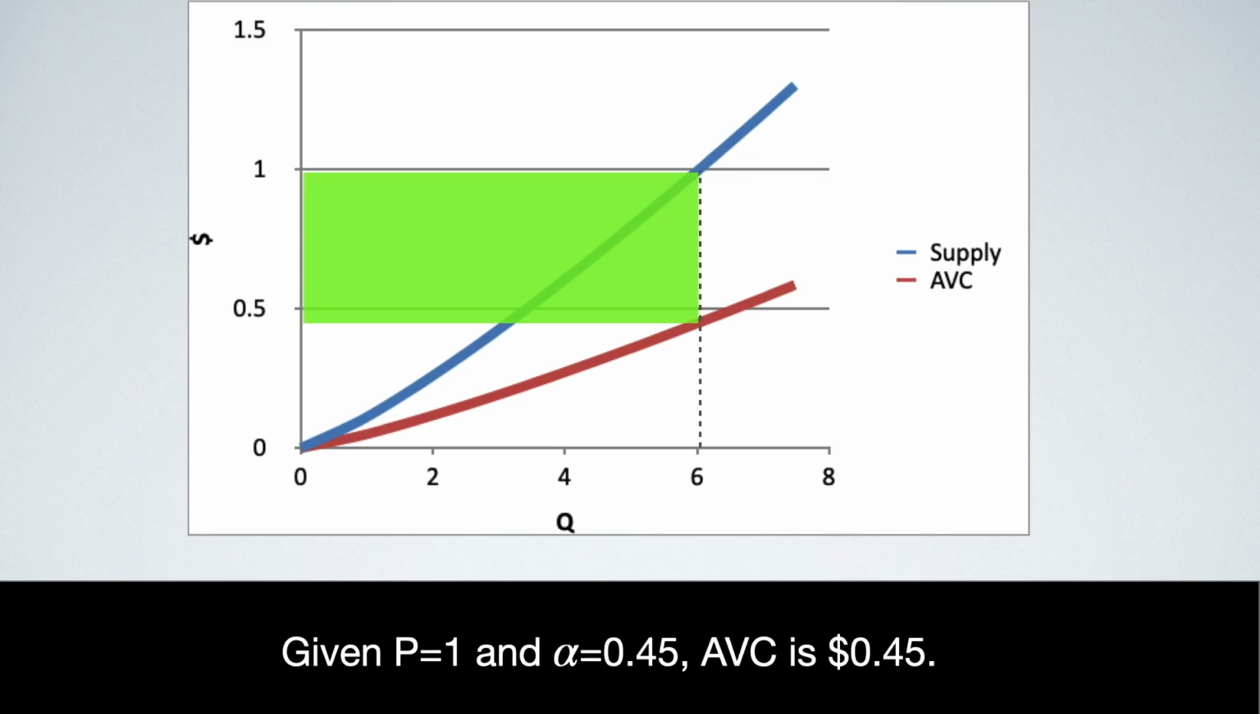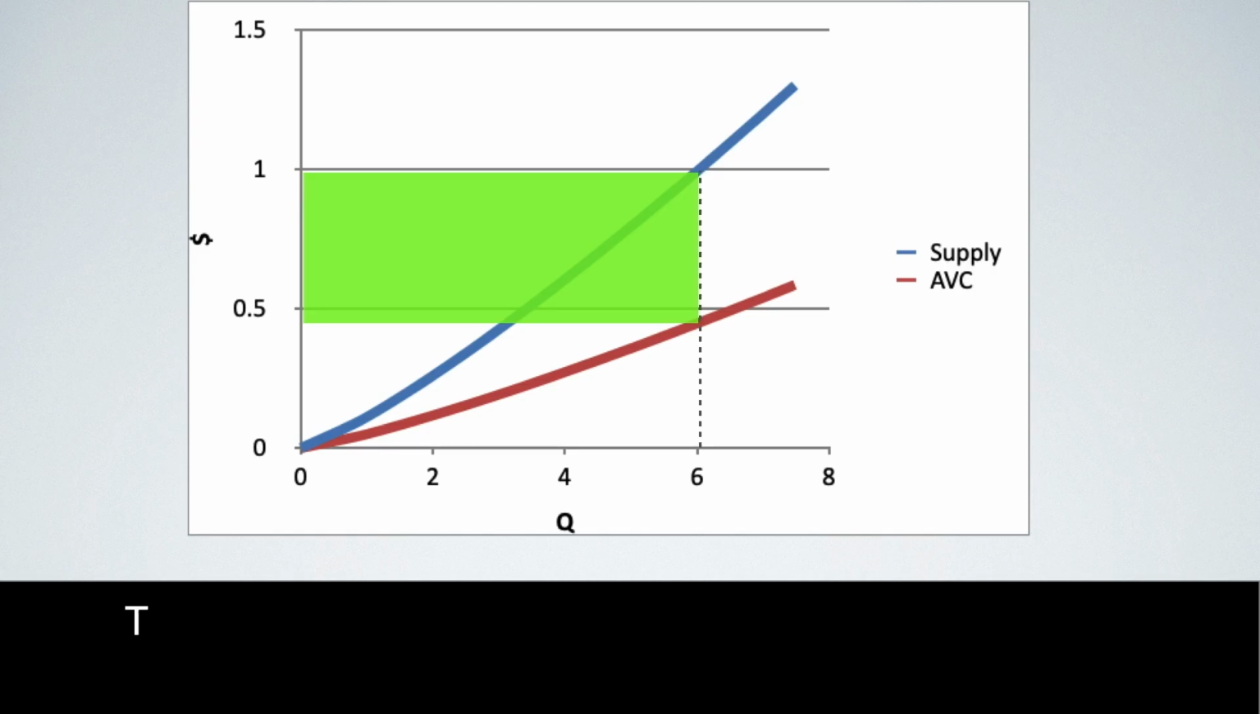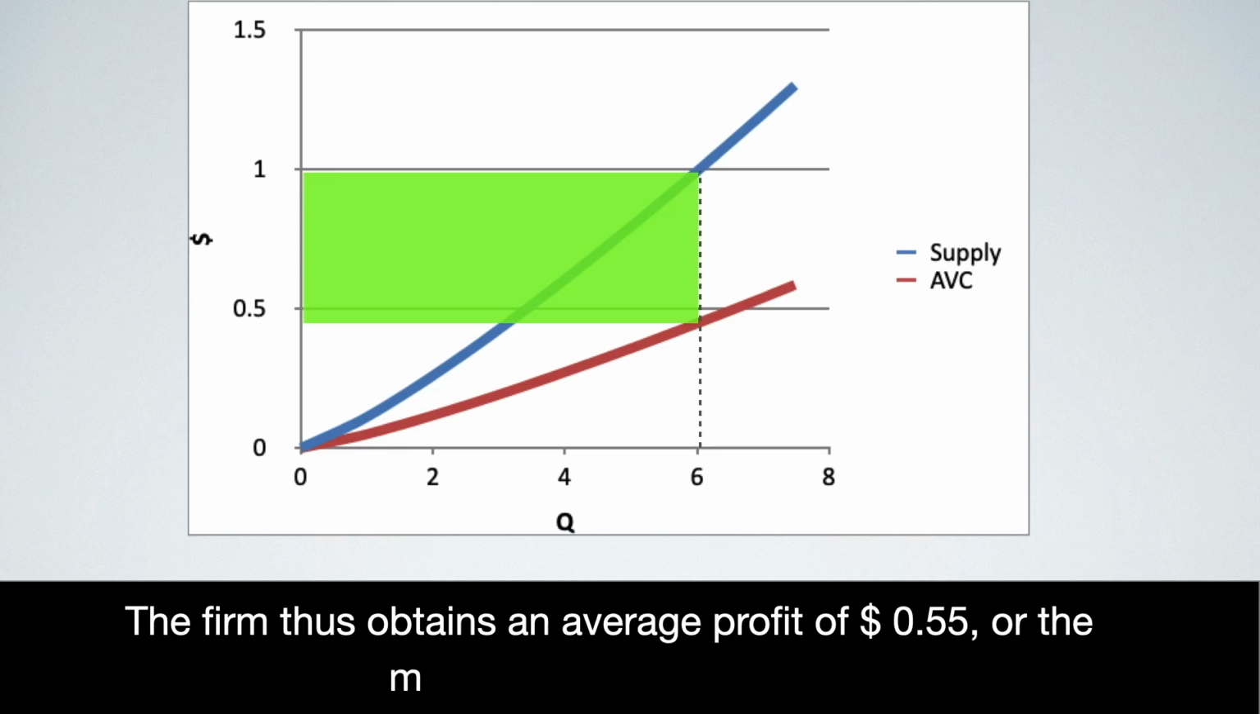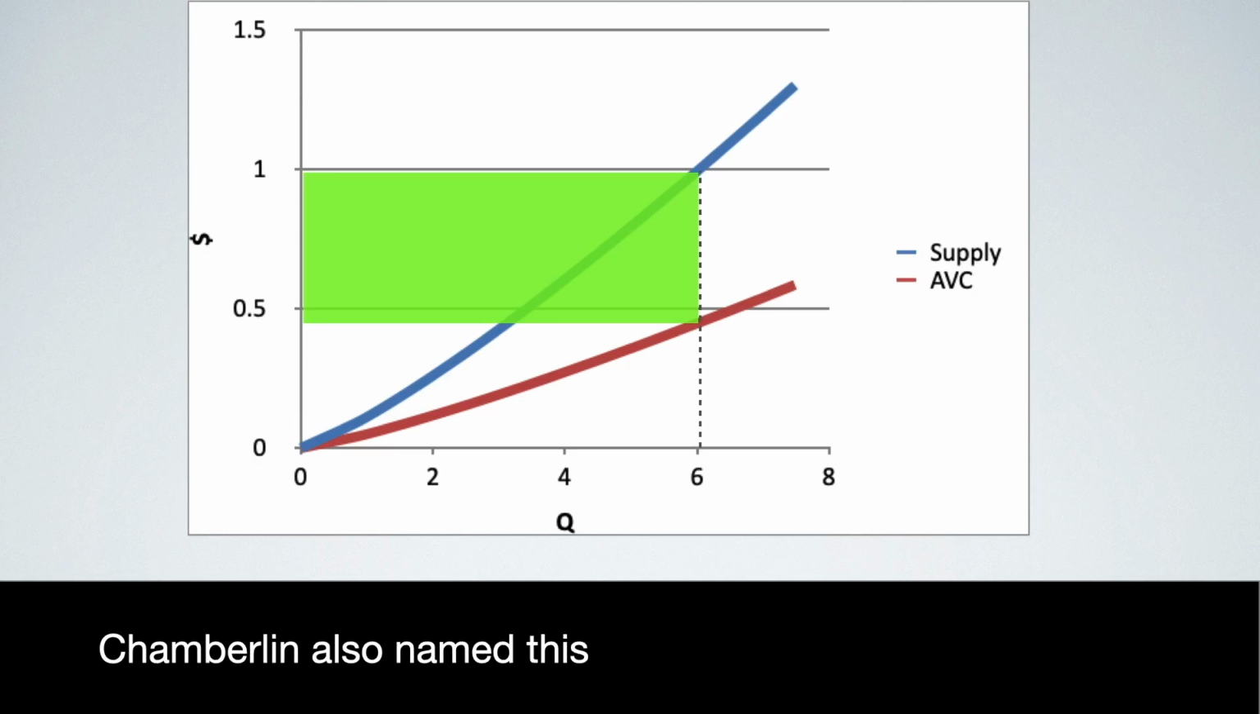Given P equals 1 and alpha equals 0.45, AVC is 45 cents. The firm thus obtains an average profit of 55 cents, or the maximum profit of $3.32. Chamberlin also named this maximum profit normal profit.